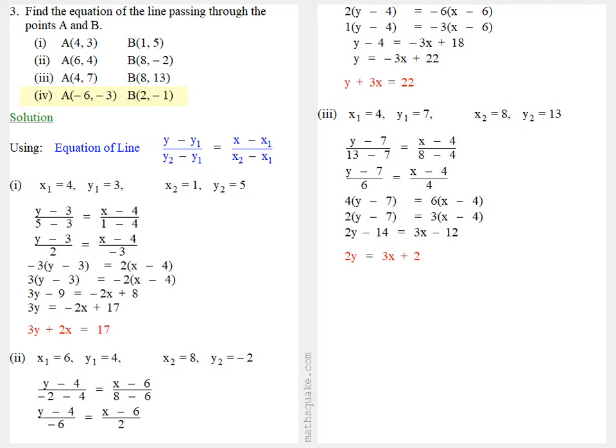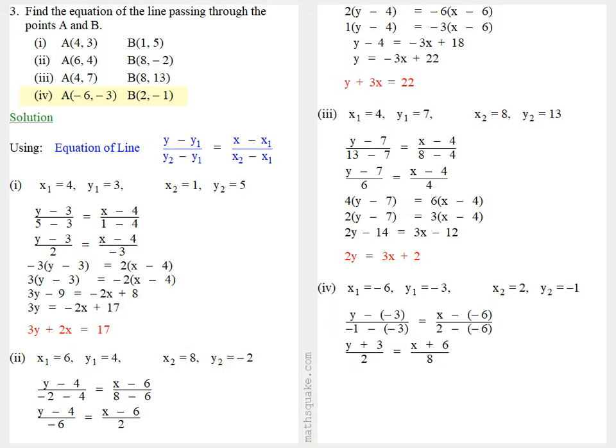In part 4, we have A is (minus 6, minus 3), and B is (2, minus 1). So x1 is minus 6, y1 is minus 3, x2 is 2, and y2 is minus 1. Now that gives us (y take away minus 3) over (minus 1 take away minus 3) equals (x take away minus 6) over (2 take away minus 6). Now, take away minus 3 is plus 3. So we have (y plus 3) over (minus 1 plus 3), which is 2, equals (x plus 6) over (2 plus 6), which is 8.